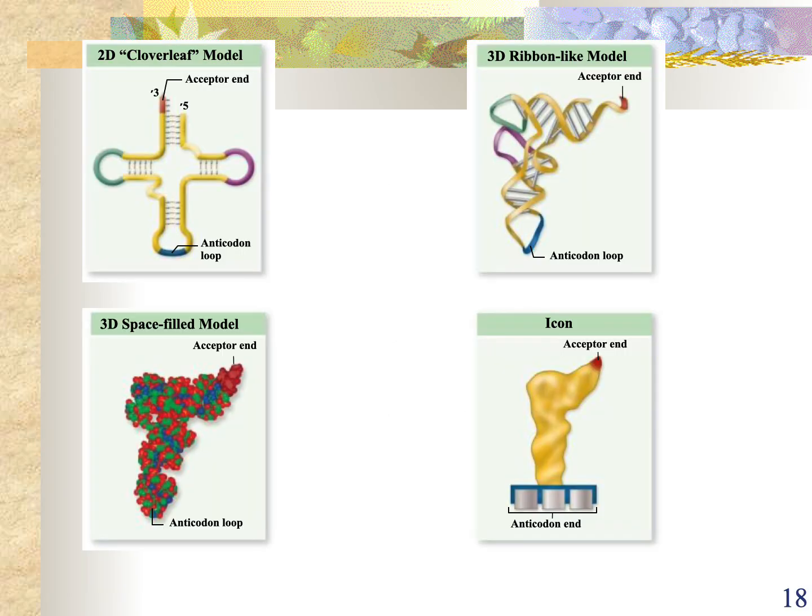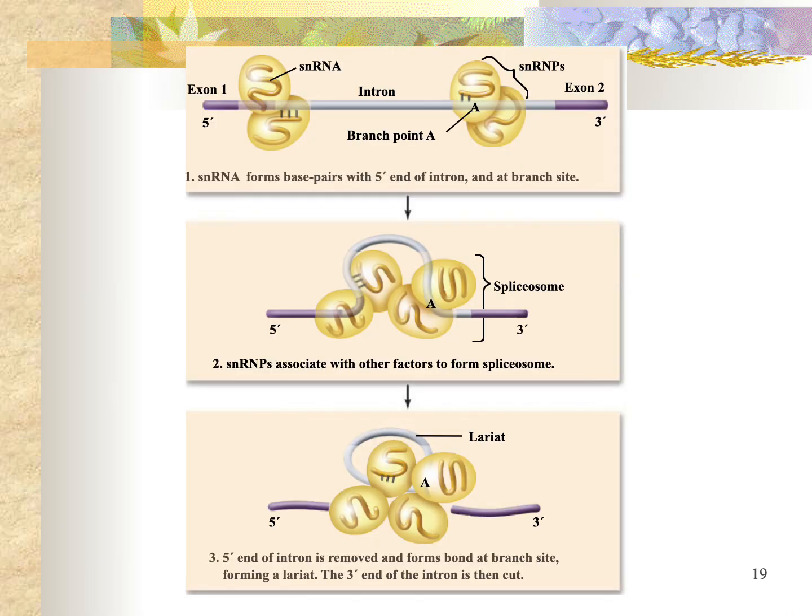With all these things, there are different ways to represent them. So I thought I'd show different ways that you see transfer RNAs. Those all have anticodon areas that are recognizing the codons, and they all show an acceptor end. Here's another picture of the spliceosome, the snRNPs that form together to cut out the introns. Okay, well, we'll have more of this. I'll show some animations during class next time.